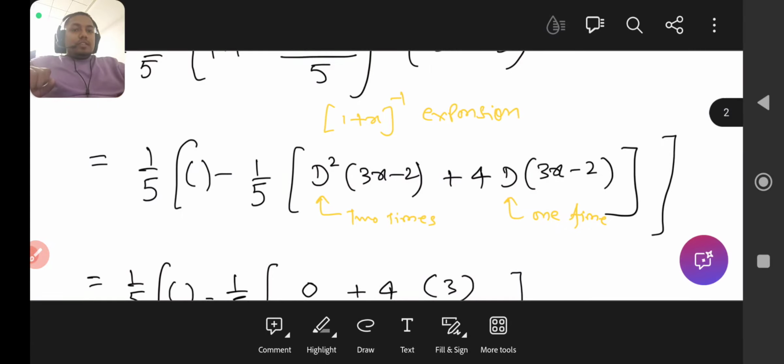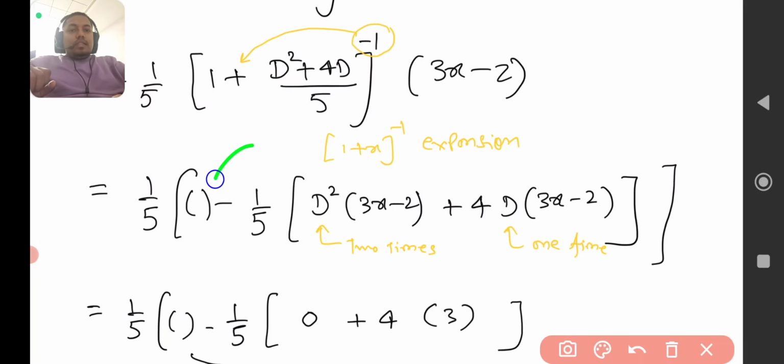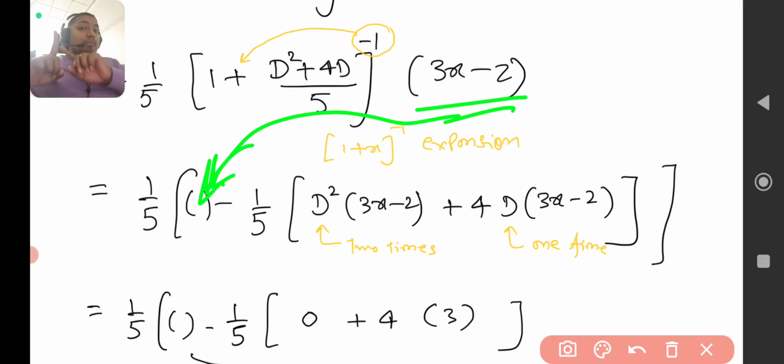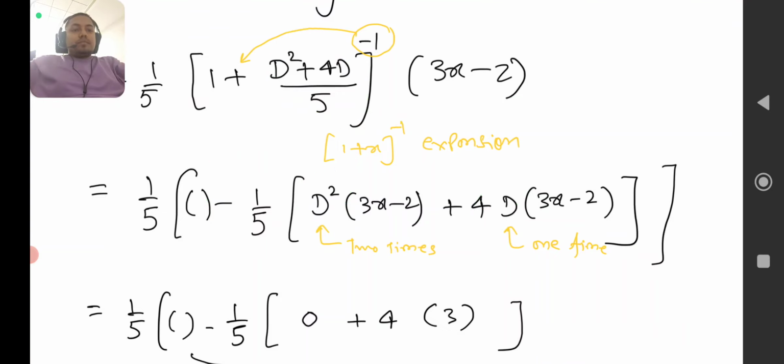So see what I'm writing here. In this bracket, 1 should come. I'm not writing 1 because in that one I will multiply 3x minus 2. So suppose I multiplied here and framed this bracket. Then minus this entire thing, D square plus 4D plus 5. So D square is here and 4D is here. In that also I multiplied 3x minus 2. Should I go for the third term expansion? No need, because in the third term everything will be higher power, so if you differentiate, the answer will come 0. So no need to go.